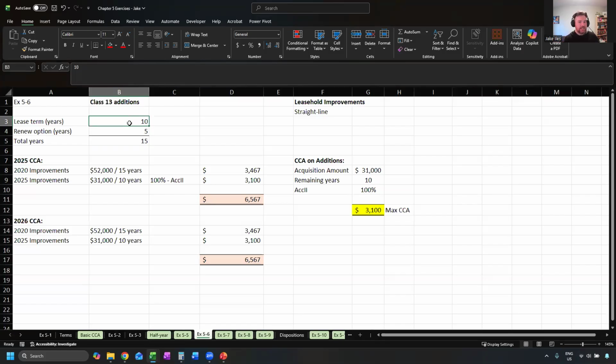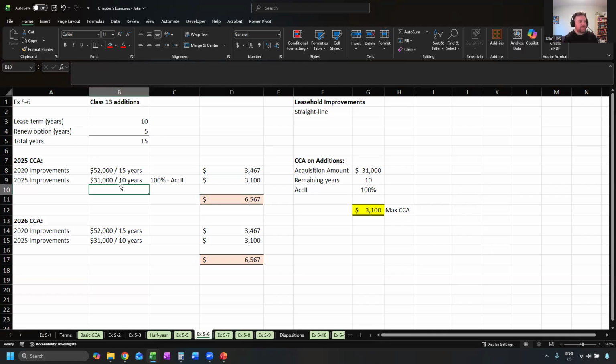So we have the original lease term. One of our renewal options is 5 years, 15 is our total. Our 2020 improvements were $52,000. We're amortizing that over 15 years. Our new improvements this year were 31,000, but we're only amortizing that over 10 years. So our CCA rates are straight line. Every year we will claim this for the improvements, and the total is 6,567.